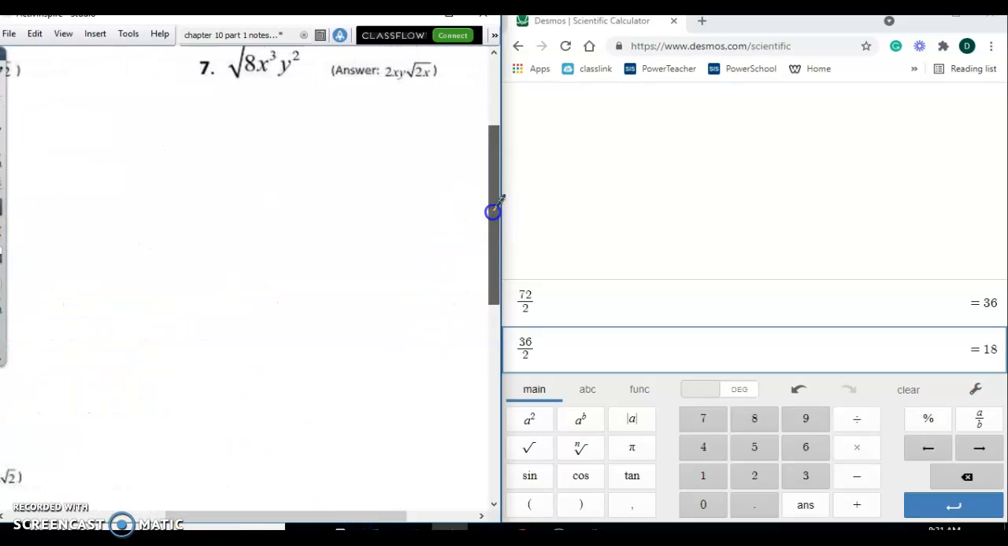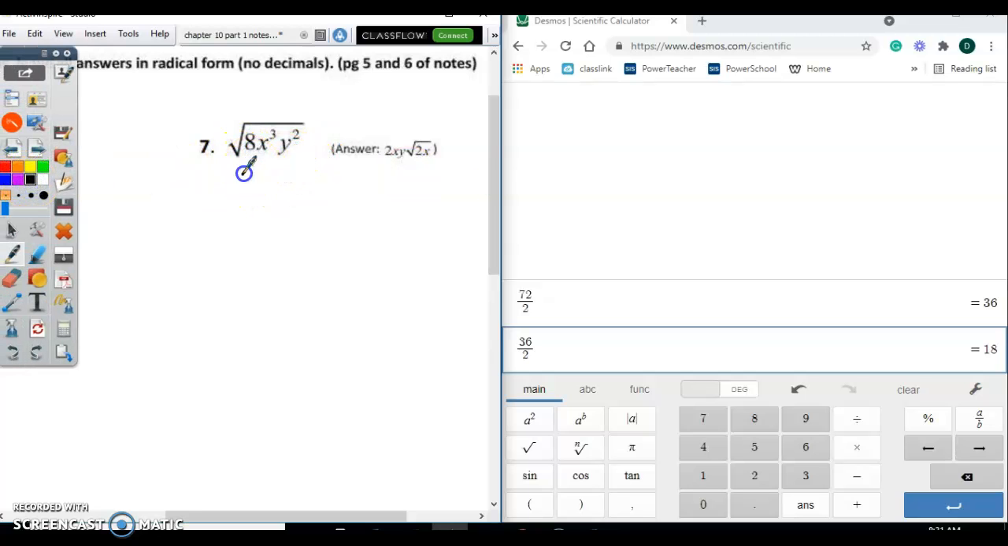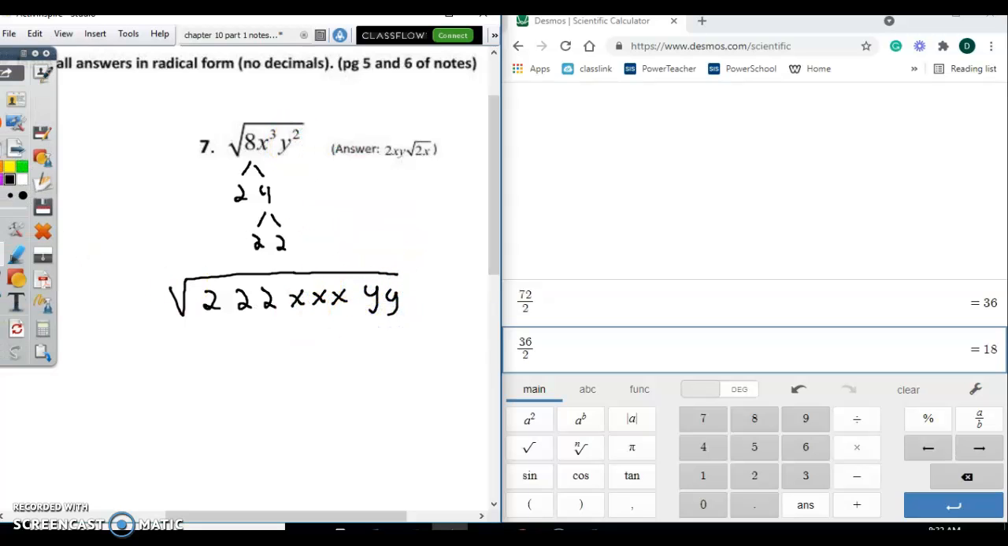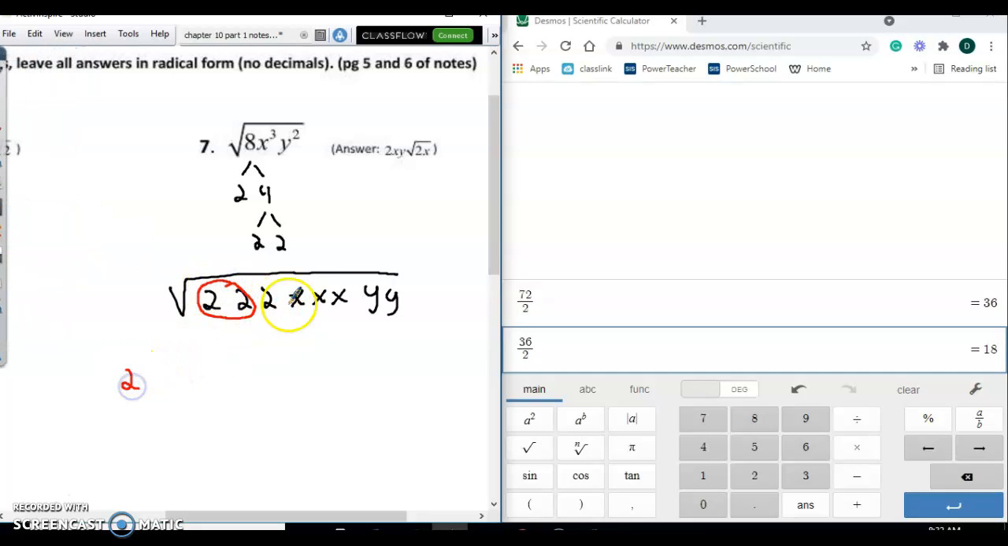All right, over here, same concept. So we're going to break down our 8, 2 and 4, 2 and 2. So inside this radical, we have 3 2's, we have 3 x's, and we have 2 y's. Now we look for our pairs. We have a pair of 2's, that comes out. A pair of x's, that comes out. Pair of y's, that comes out.